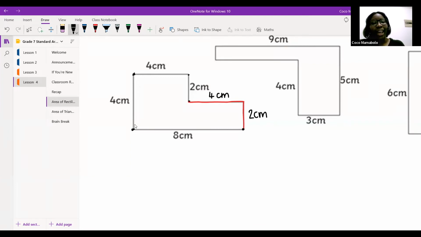Okay. Now I'm going to split my shape. Because a rectilinear shape is made up of rectangles, I'm going to split my shape in two. And that way I can calculate for 2 rectangles and take the 2 areas and add them together.